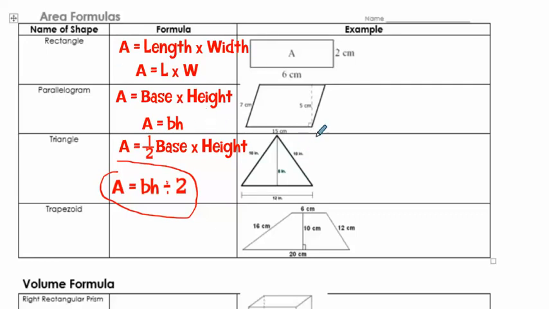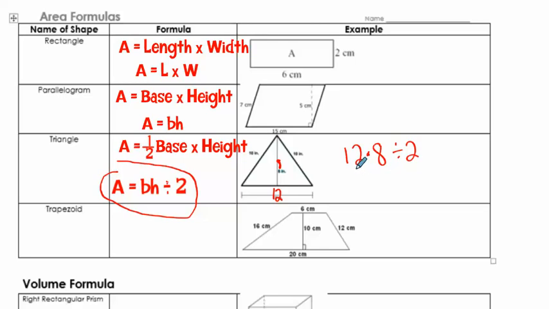All right, so let's do my example right here. I don't know if you can see it very well, but my base here is 12 and my height is 8. Okay, so the base is 12 and the height is 8. So let's just follow my formula. So it's base times height and then divide by 2.